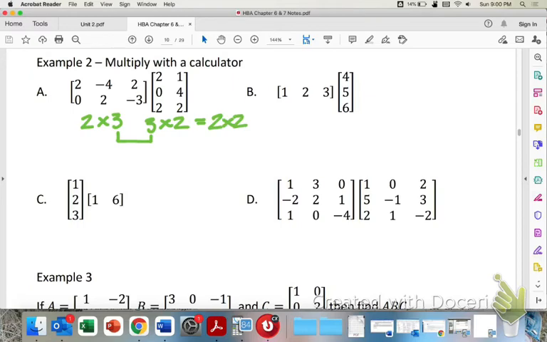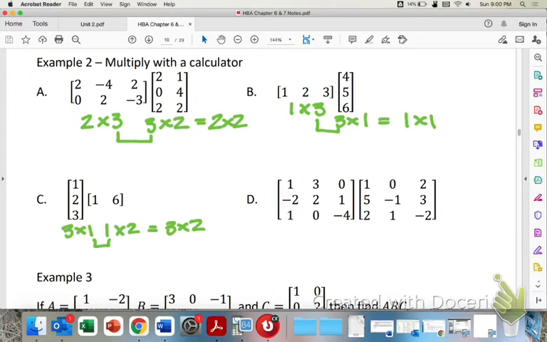So that's one that I'd go ahead and type in my calculator and make sure that I could do. I would then also say B is a 1 by 3, and this one is a 3 by 1. Since the middle numbers match, I should get an answer out that is a 1 by 1. I would check C. This is a 3 by 1. The second one is a 1 by 2. Since the middle numbers match, I should get an answer that is a 3 by 2.